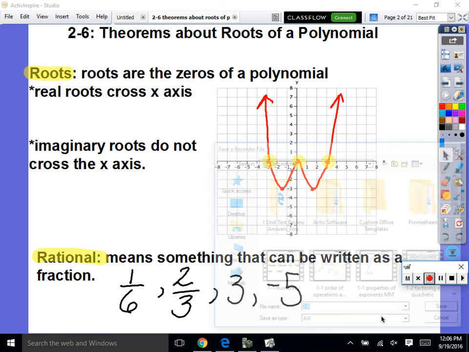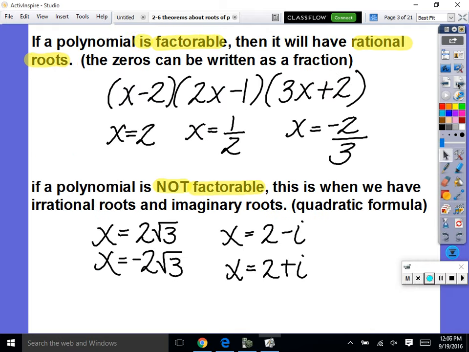So today we're going to be learning theorems that have to do with roots of a polynomial. So solutions, zeros of a polynomial. And the first thing we're going to be dealing with is rational roots. So that means fractional roots, correct, everybody? So we all understand when I say rational root what I'm talking about. A root that can be written as a fraction. Okay, sweet.